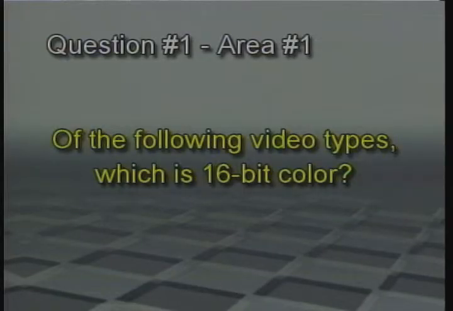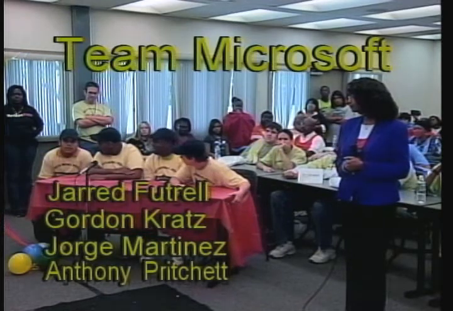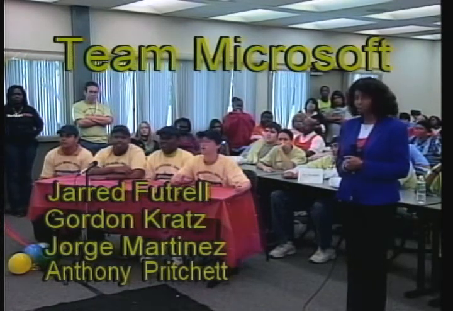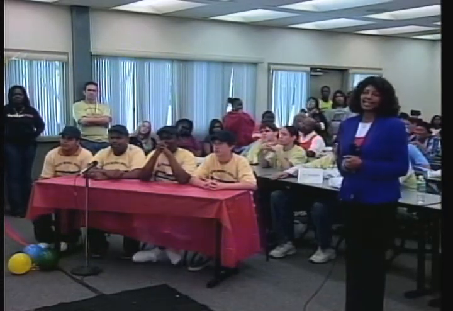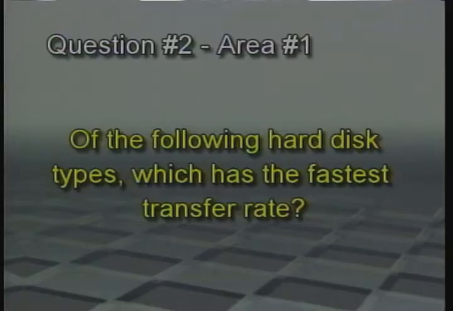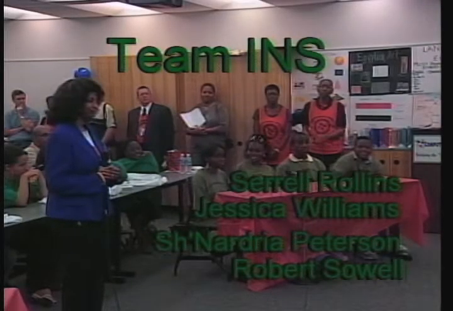Of the following video types, which is 16-bit color video, is it A, XGA, B, CGA, C, EGA, or D, VGA? A, XGA. Correct. Question number 2, over to INS. Of the following hard disk types, which has the fastest transfer rate? Is it A, SCSI, B, ESCI, C, ESDI, C, ST506, or D, MFM? It's A, SCSI. Correct.